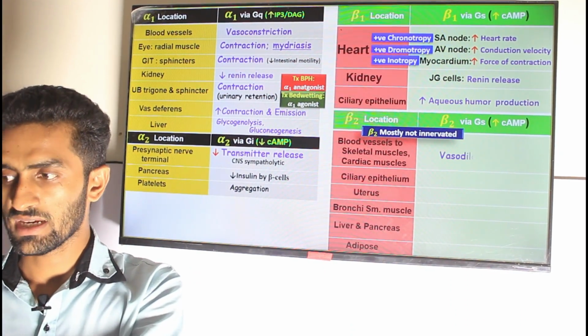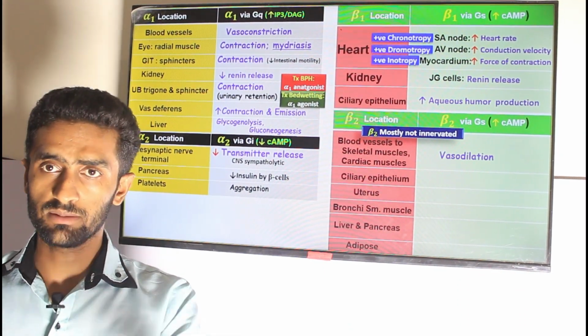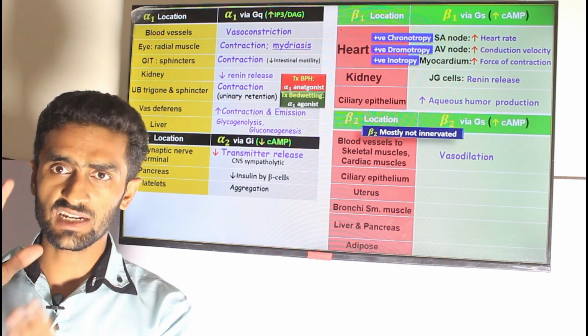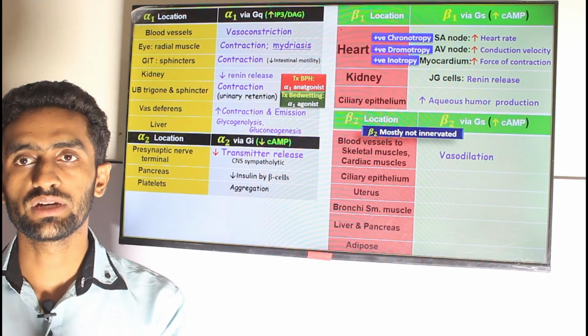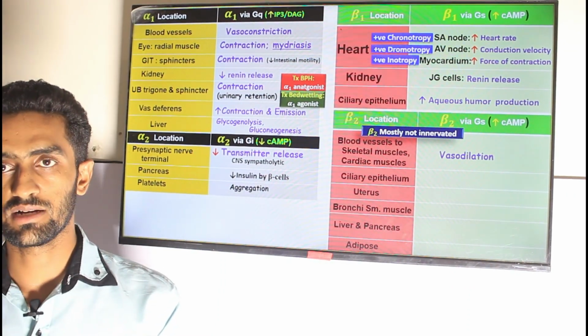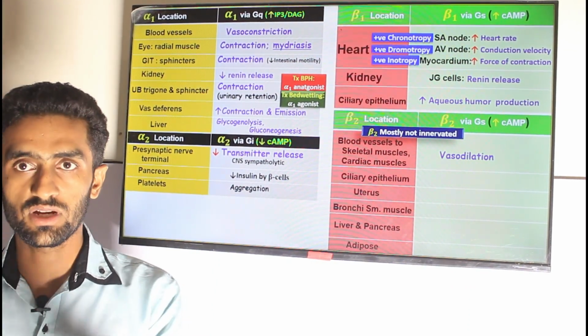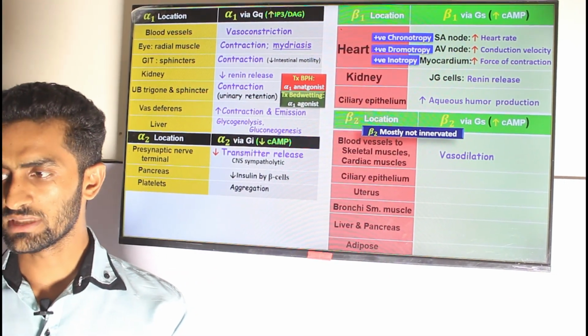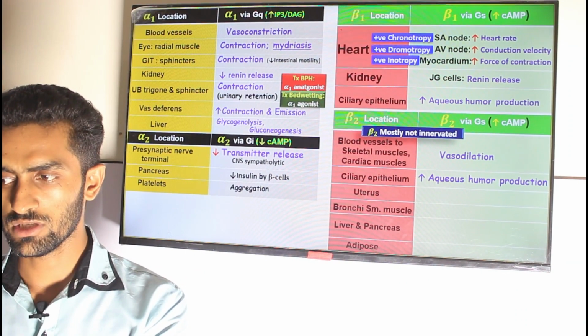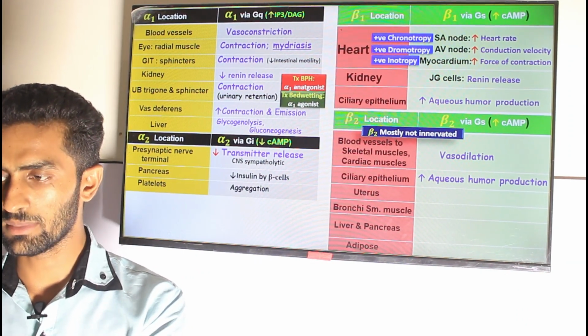So they cause vasodilation in the muscle. For example, just think of the sympathetic condition: you are running away from a dog, so you need more energy in your muscle to run away. That's why we need vasodilation to increase the blood supply to the skeletal muscle. Ciliary epithelium, same thing, increasing aqueous humor production, so beta 1 as well as beta 2.